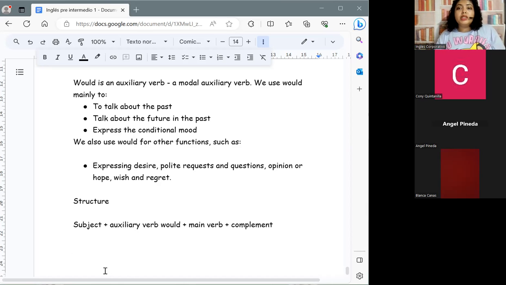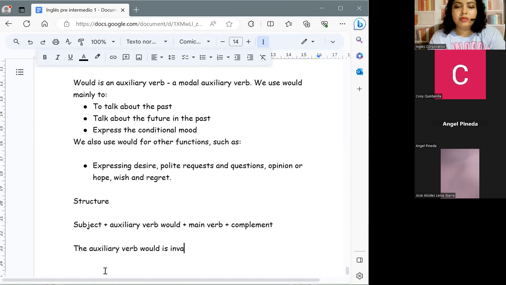Cuando utilicemos el would, nuestro verbo va a ir en forma base. No va a cambiar. Lo vamos a escribir como se encuentra antes de hacerle los cambios. No va a ir con el ing, no va a ir con s. Va a ser en forma base. I'm going to mark this with numbers.